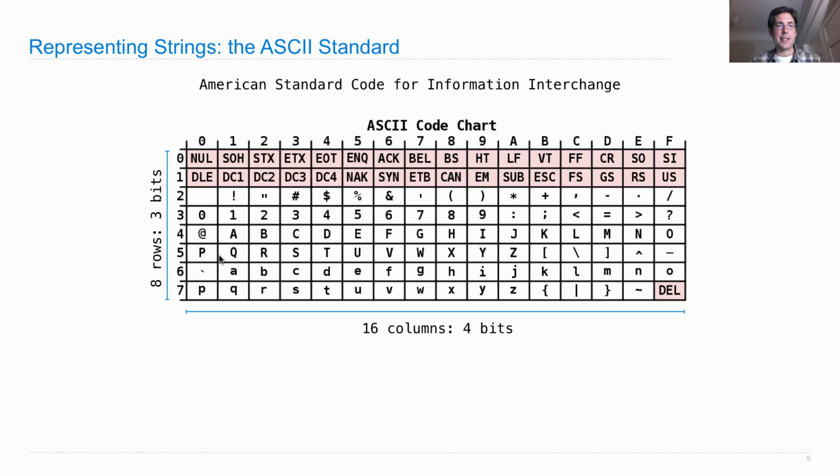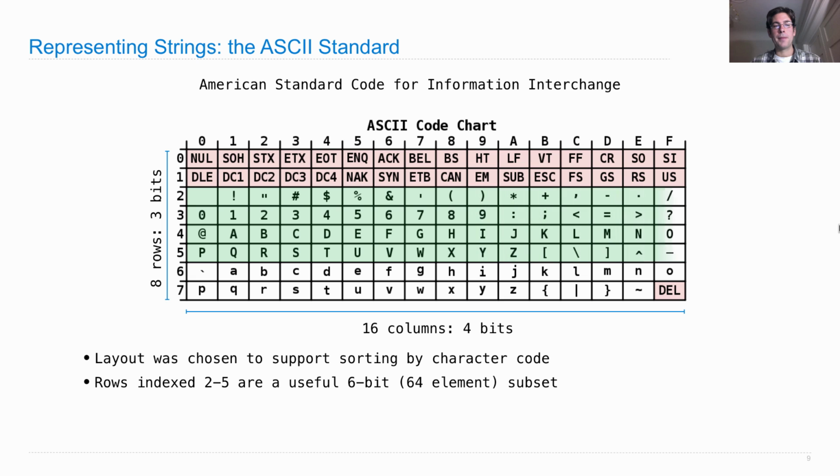So notice that all the digits are in the same row. All the capital letters span these 2 rows, and the top 2 rows are special. So this layout was chosen to support sorting by character code. And the center band, row index 2 through 5, allows us to encode with not 7, but only 6 bits, a bunch of useful characters.